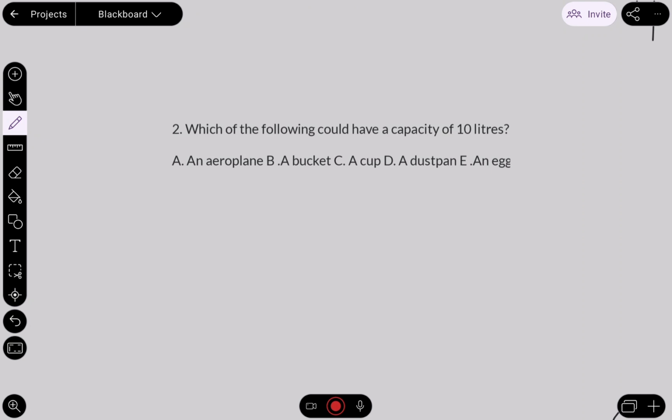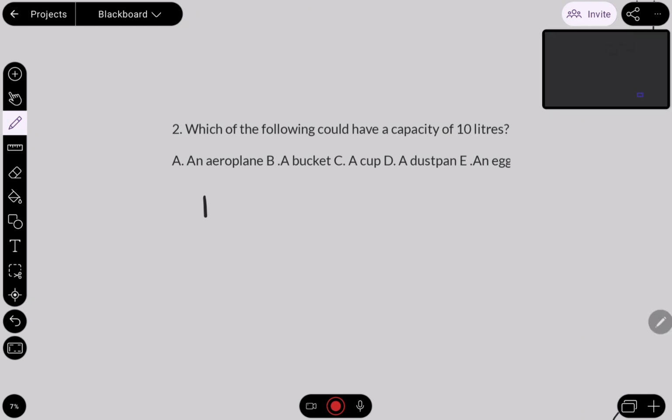An aeroplane. If you've ever seen an aeroplane, they are massive. 10 liters, 10,000 milliliters, is just a tiny grain of salt in an airplane. A cup. You know those glass cups you get at IKEA? Yeah, those are absolutely tiny. Remember, 10,000 milliliters is what we're talking.